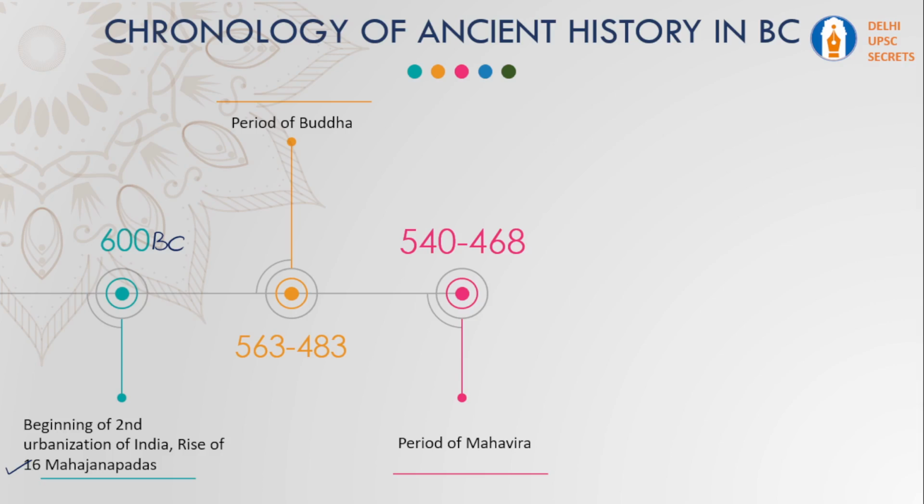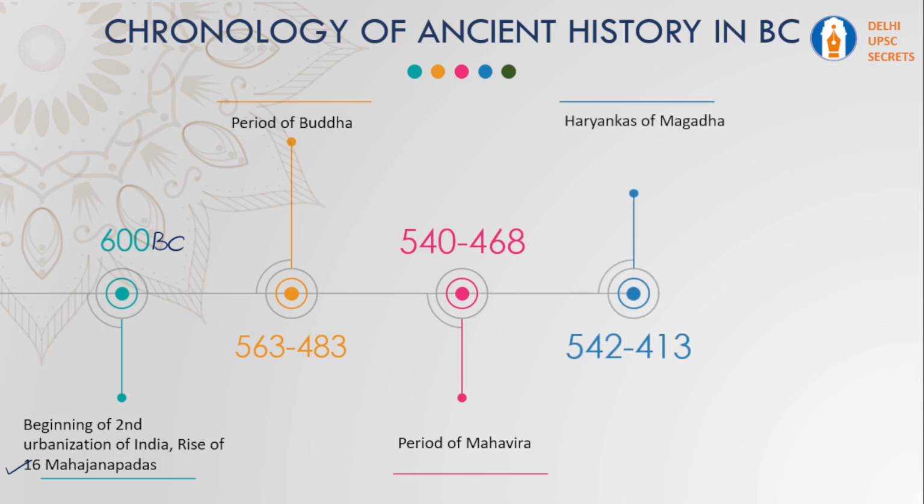So this was a period where Zoroastrianism and Persian invasion in the northwestern subcontinent were all happening, between 1550 BC to around 500 BC. Then 542 to 413 BC is the beginning of the Haryankas of Magadha. Magadha becomes a dominant kingdom in that particular period. Then compilation of Buddhist texts happened, and you would see the rise of the Haryanka dynasty.